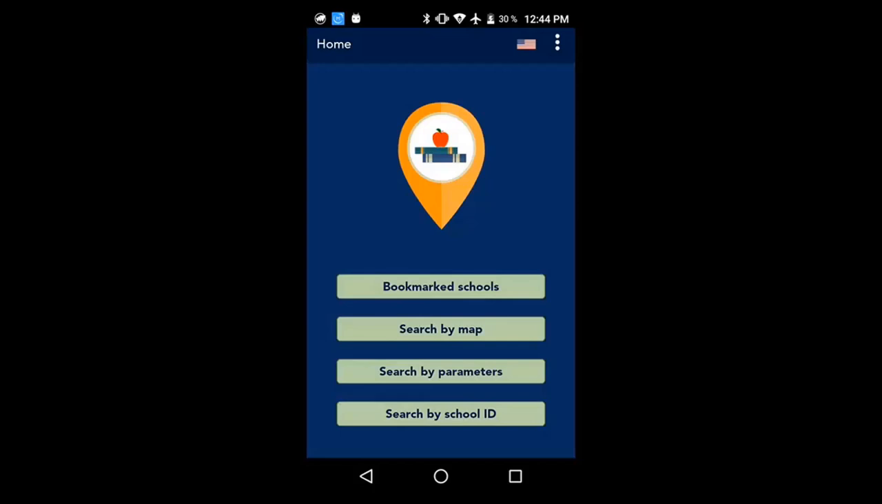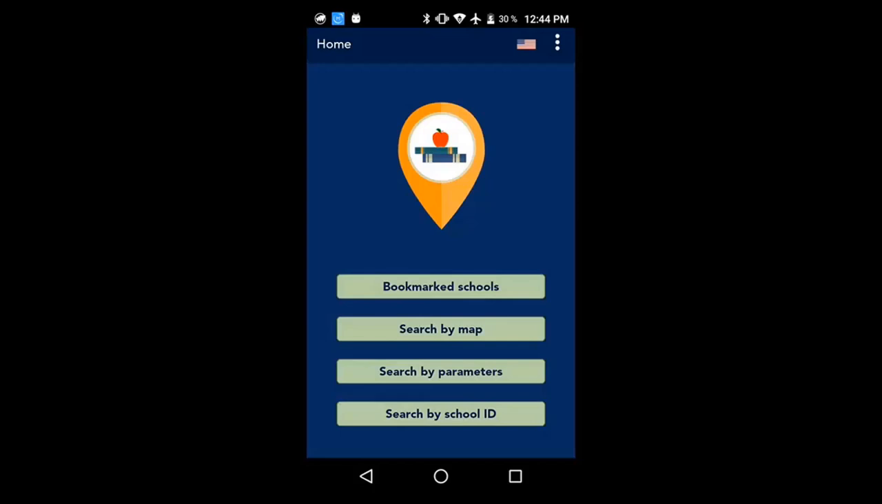The main menu for this app basically allows you to identify the school that you want to work with through different methods. One is the search by map. You can also search with given parameters. For instance, you can choose to see the schools of a given department, municipality, sector, level, or whatever specifics you want to look for. If you know the school ID, you can just enter that directly and it will show you the information for that school.